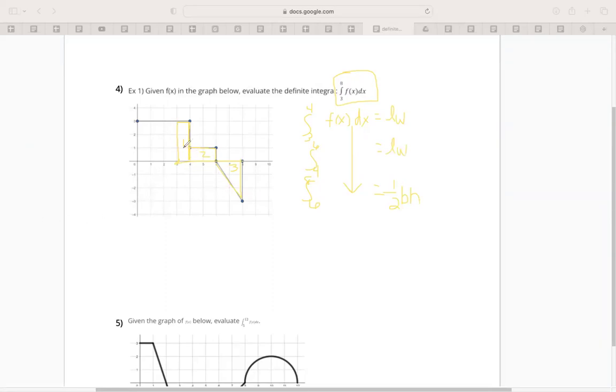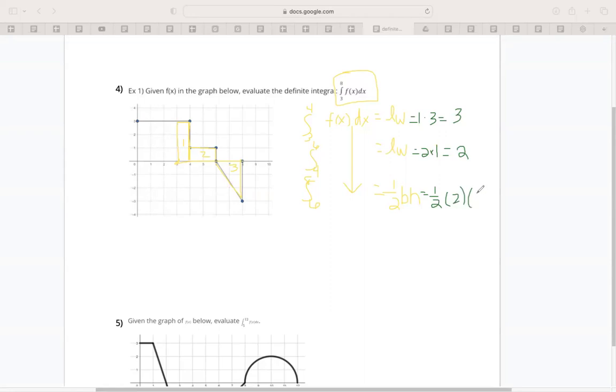All right, so 1, length times width or base times height would be 1 times 3. So 1 times 3 gives me 3. And then the second shape, length times width or base times height is going to be 2 times 1, which gives me 2. And then the last one, base times height would be 2 times 3. So 1/2 of 2 times 3, which is 6. So half of 6 gives me 3.